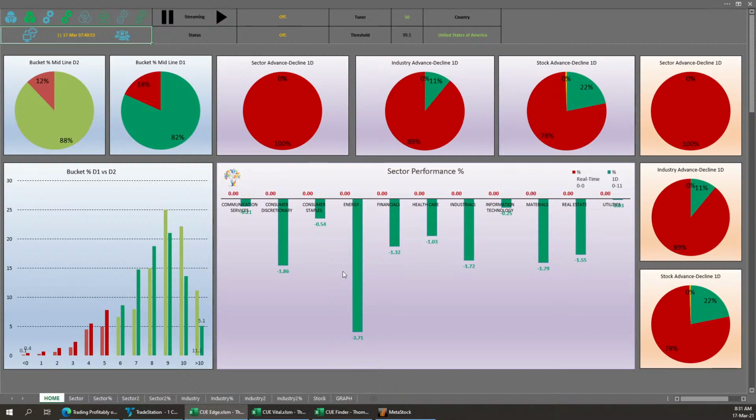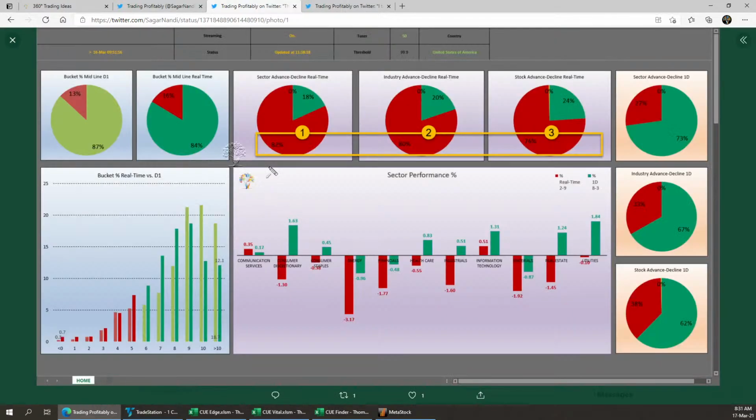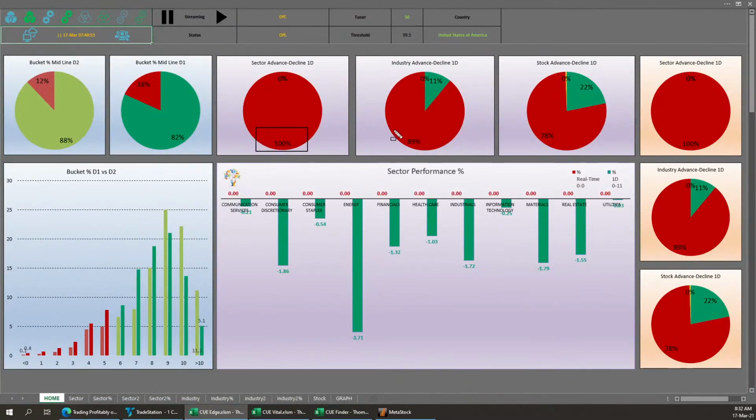And let's compare the end of day picture with the picture I shared on Twitter. When I shared it at 11:40 a.m. New York time, 82% sectors were down, 80% industry, 76. 82, 80, 76. That was the bearishness. And two sectors were up, infotech and com services. Let's see how it ended yesterday. Sectors 100% down, industry 89% down, stock 78% down, and all the sectors turned negative at the close of the day. So my alert on Twitter that it was not a day to buy stocks proved useful.